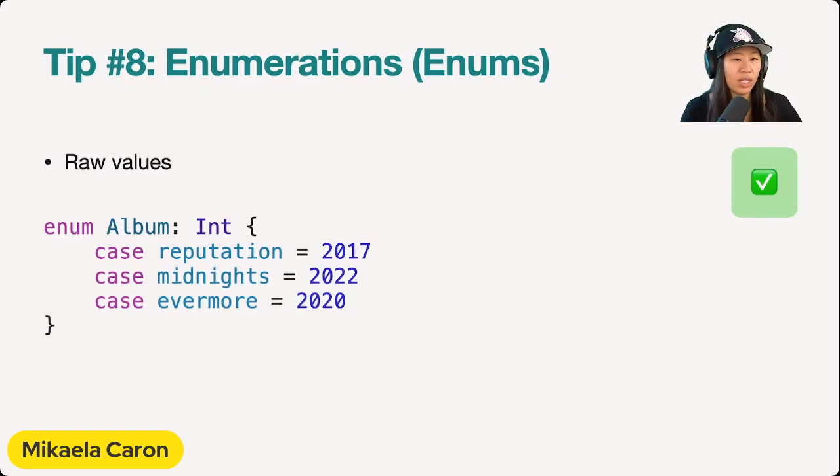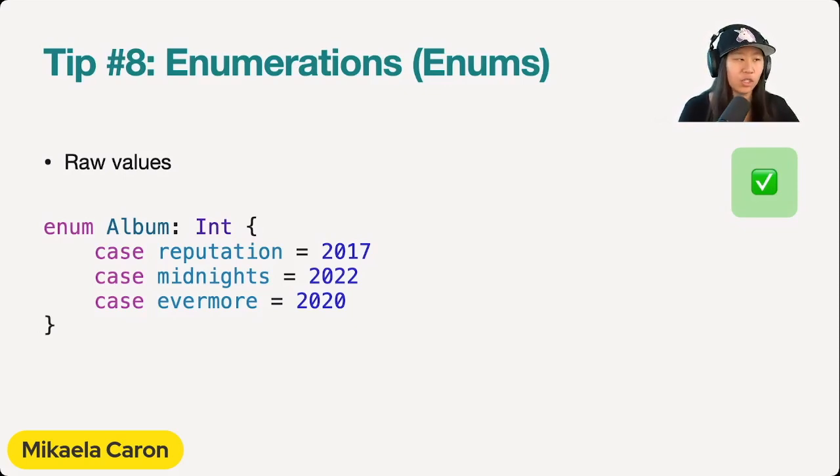So if we looked at a raw value of the enum example that we had before, we added an integer to this enum, and this lets us add an integer to every single one of these types. So we have an enum, the case reputation has the value 2017 next to it, midnights is 2022, and evermore has 2020. And a raw value means we're just really tacking on a value with our enum case. And notice it's always the same type.